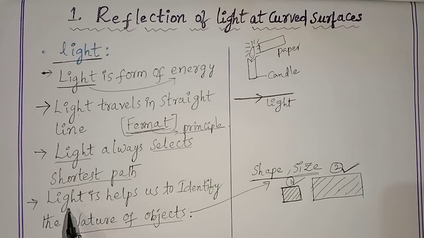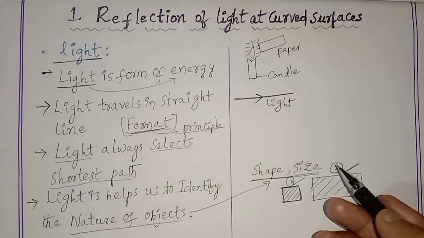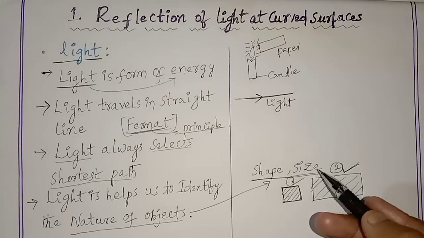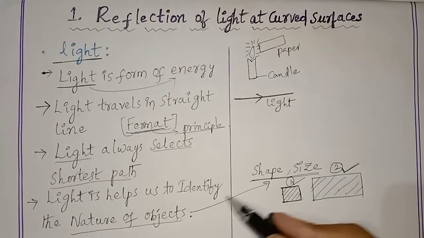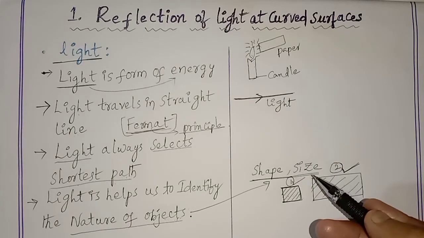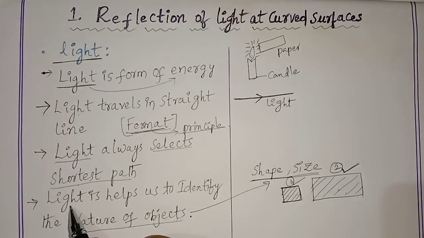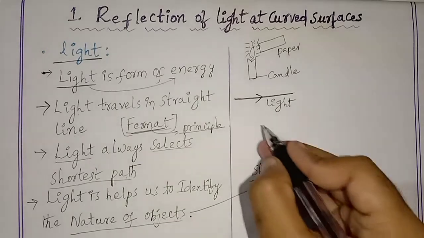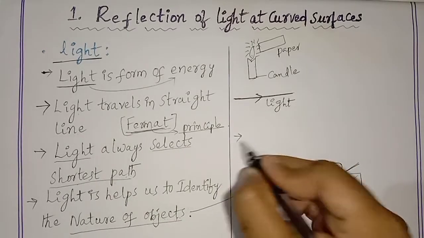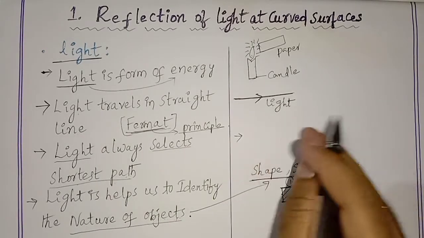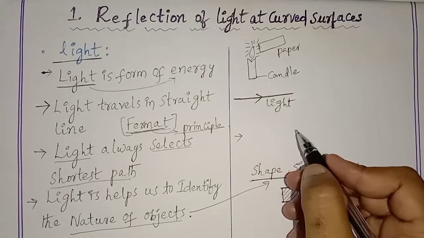And one more property we have discussed: light helps us to identify the nature of objects. What are the nature of objects here? Shape, size. These are the major nature of objects. So to compare shape and size of objects, we require light. And one more important piece of information is that light is essential in day to day life.